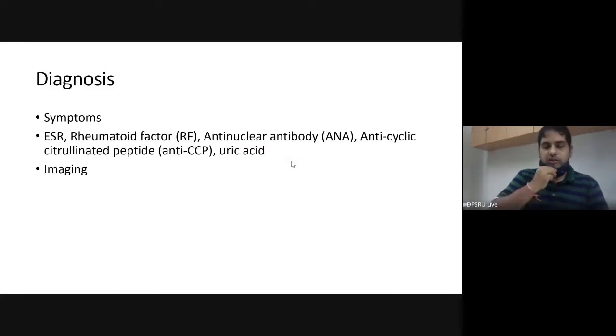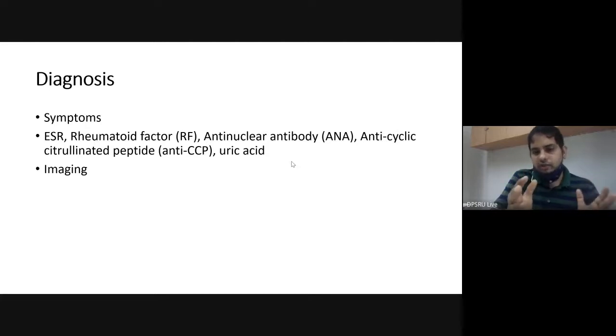So diagnosis on the basis of symptoms is mainly about the joints. As I told you, there are broadly two types of arthritis. One category is inflammatory and one is non-inflammatory. Non-inflammatory is osteoarthritis; in osteoarthritis, inflammation has a very small role. And inflammatory arthritis is rheumatoid arthritis and gouty arthritis. In gout also, when uric acid crystals deposit in the joints, inflammatory responses will increase, right?